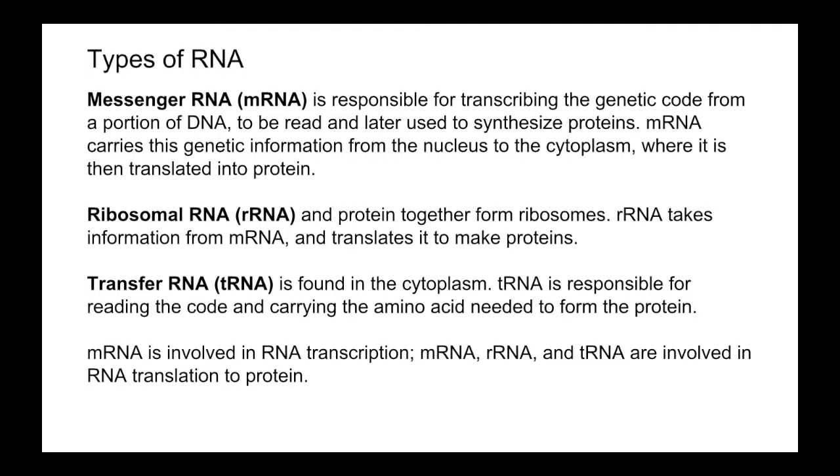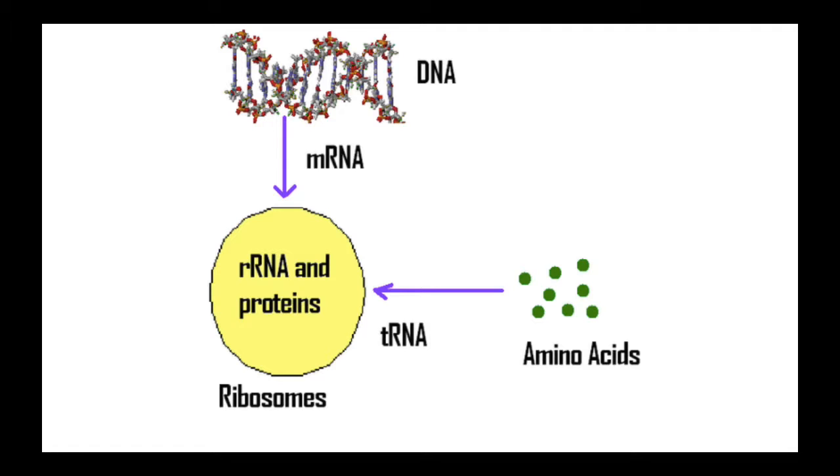There are 3 different types of RNA. Messenger RNA is RNA that actually copies the code from DNA. Ribosomal RNA is RNA that forms ribosomes, which will later play an important part in protein translation. Transfer RNA is also involved with protein translation. It carries amino acids to the ribosomes to form a chain. This image shows a relationship between the 3 types of RNA.